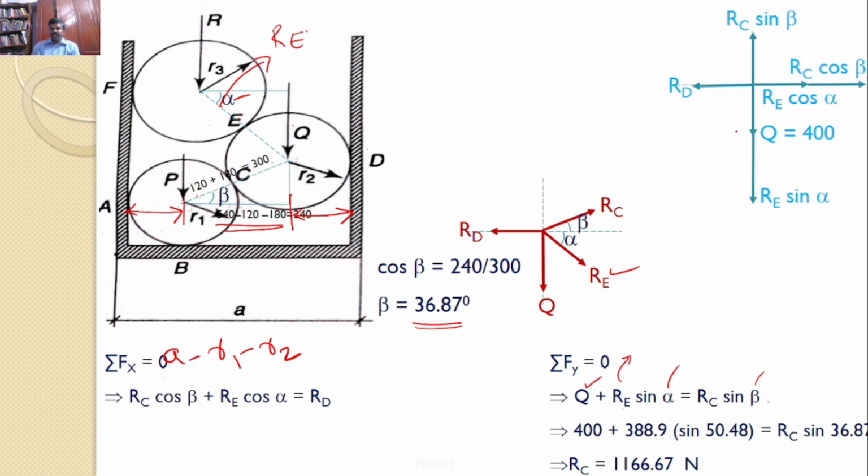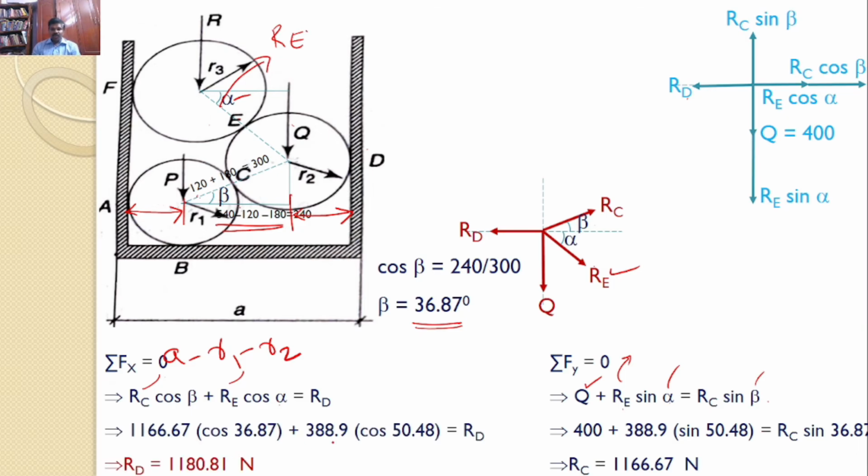Now, sigma Fx is equal to 0. There are three forces. You can see RC cos beta plus RE cos alpha is equal to RD. Now, RC value is known, RE value is known, alpha and beta values are also known. So upon substituting all those values, you can find the value RD, 1180.81 newtons. This is one of the answers for the given problem.